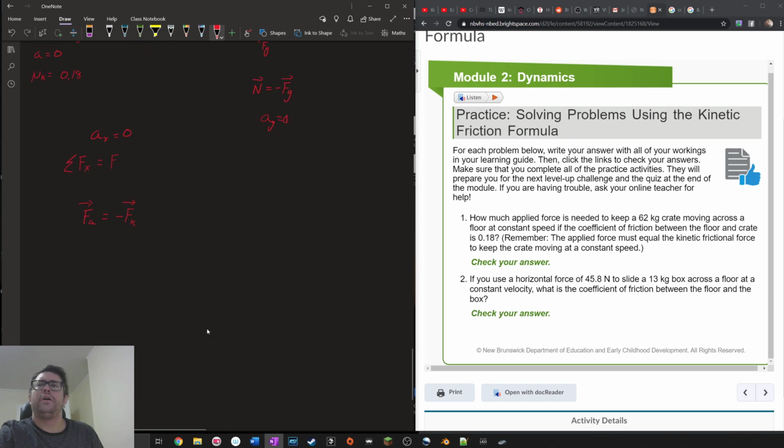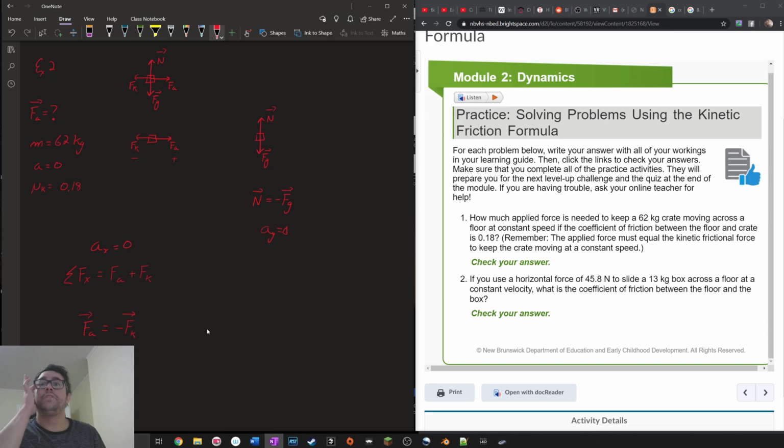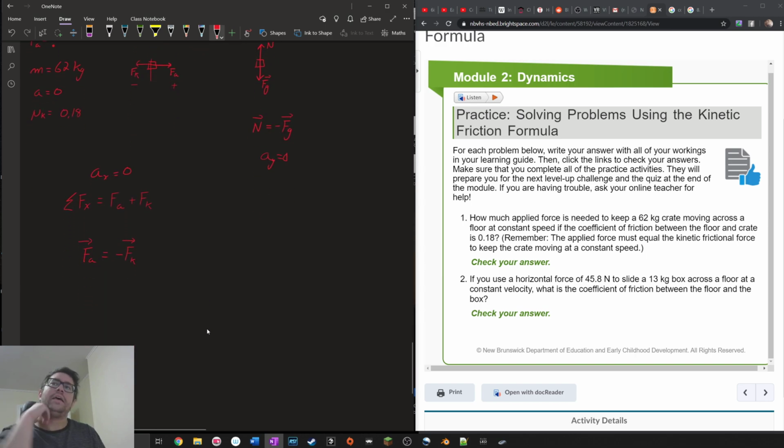So what are all the forces in the X-axis? We have FA and we have FK. Right? There's FA and there's FK. No matter how positive or negative they are, if you add those together, if this is a positive force and this is a negative force, you add them together, the result will be 0. Right? If they're equal.